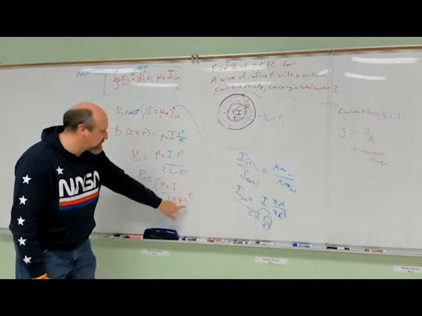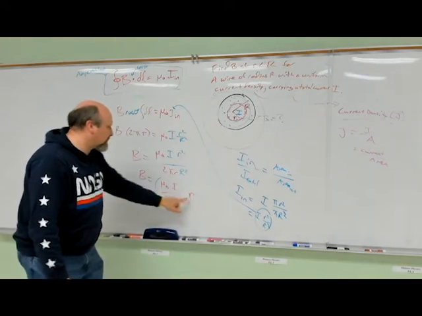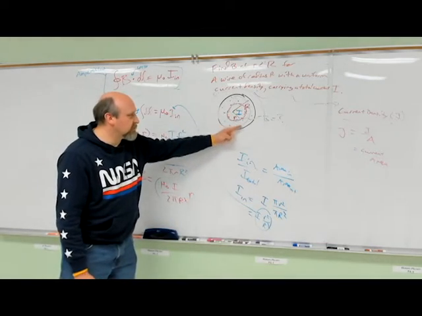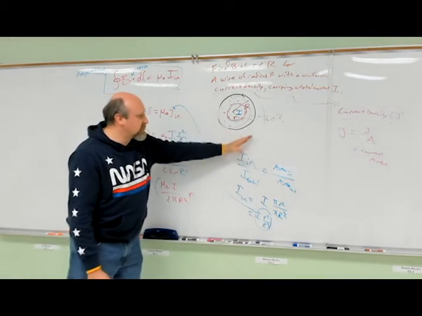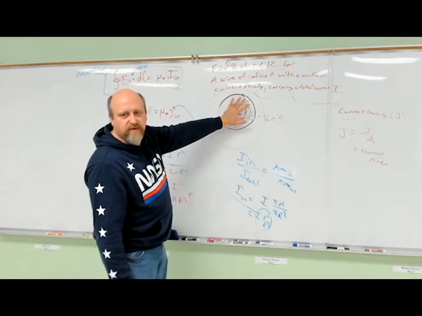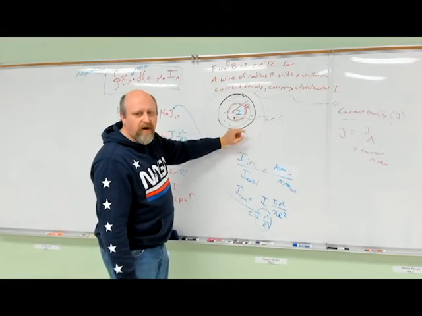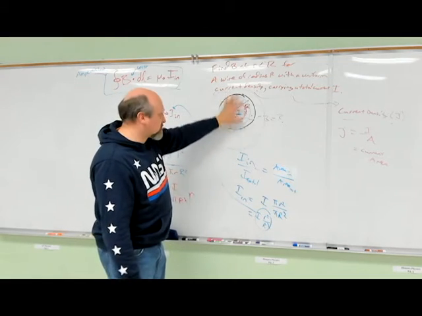as I change my radius, what happens to the strength of the B field? It increases linearly with distance. What happens when I'm outside the wire? Well, outside the wire, it's just the same case as before, right? Mu naught I over 2 pi r. So it's inversely proportional to r.